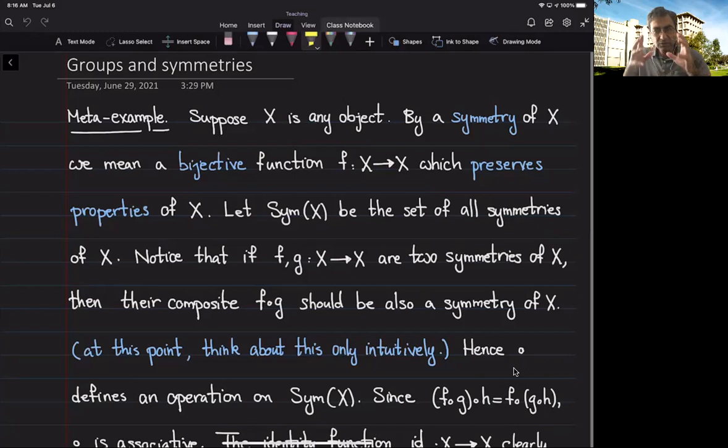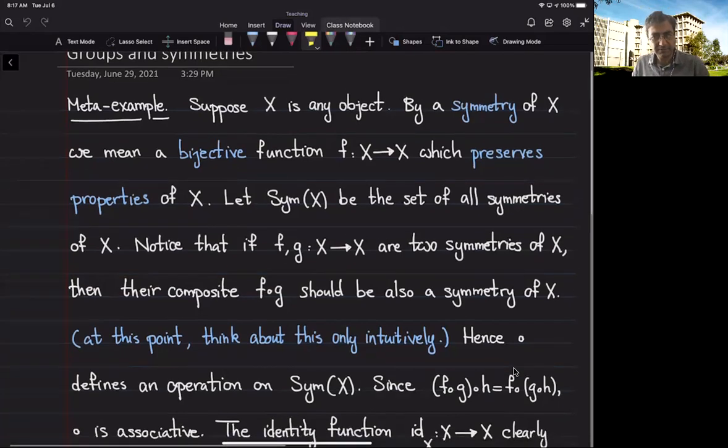Now, if we collect all the symmetries of X in a set and call it Sym of X, then this Sym of X has the following properties. If I give you F and G, both of them symmetries of X, after I compose F by G and look at F of G, that would be another symmetry of X, because the composite of two bijective functions is again a bijective function. And if F and G both preserve properties of X, then their composite also preserves it. That's quite an intuition in general.